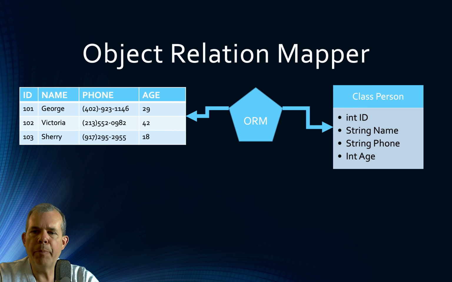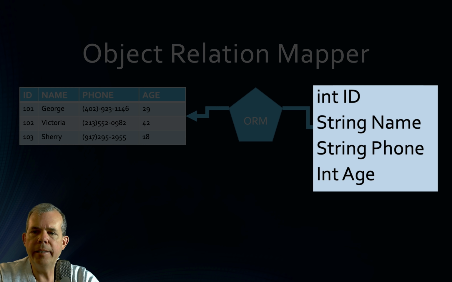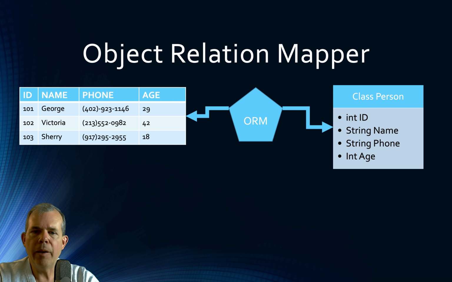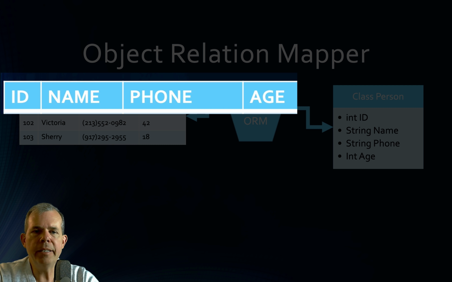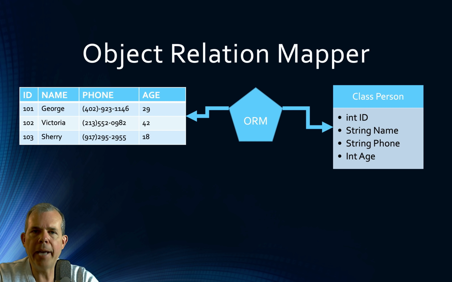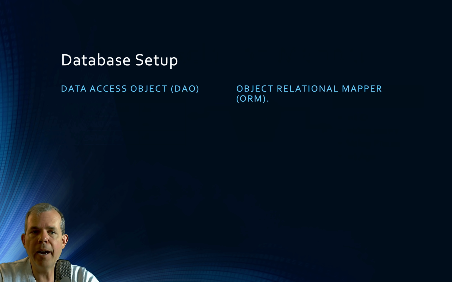So in this example, the class on the right is a person. It has an ID, name, phone, and age for properties. And the ORM is creating a table for us, which is going to match exactly to that class. An ORM then is an object relation mapper. Now there are two options for creating databases with a system like this. The Object Relational Mapper, ORM, is a popular tool, but it's not the only way to do it.